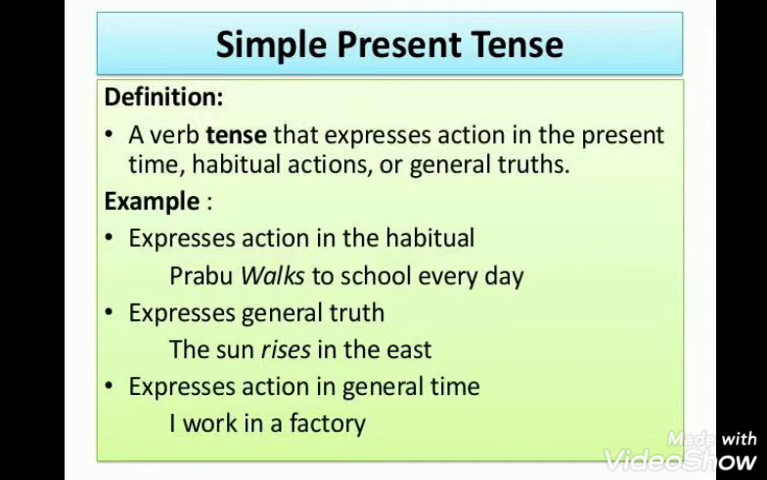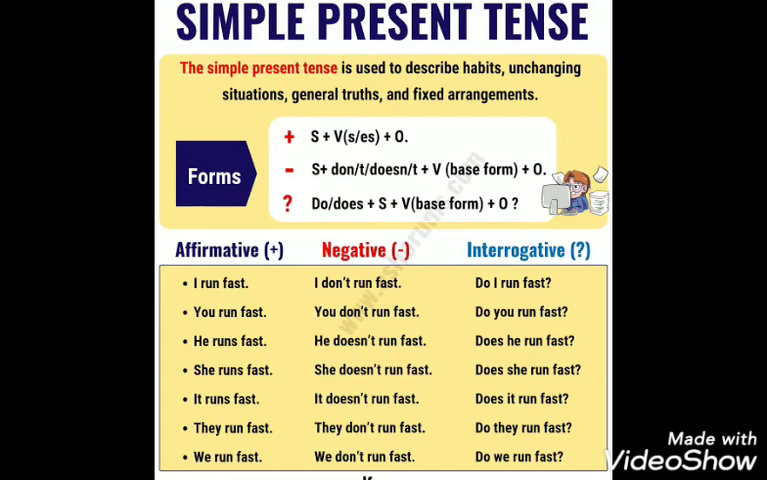Understand children? So we use present simple tense to talk about our daily routine. We use it to talk about facts. We use it to talk about general time. Understand? So these actions are used to talk about present simple tense, children. Examples you can see on your screen. The present simple tense is used to describe habits, unchanging situations, general truths and fixed arrangements.